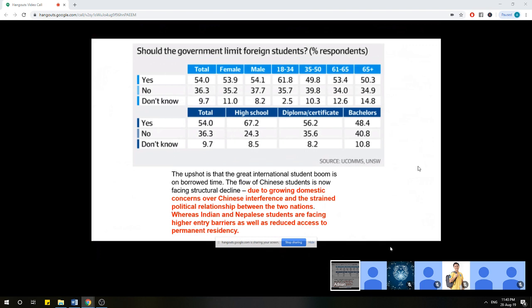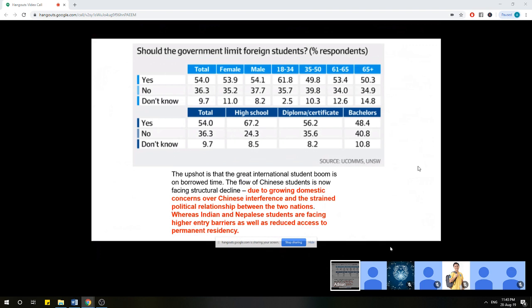So the sentences below are not my writing. They are also copied from the article. So the upshot is that the great international student boom is on borrowed time. The flow of Chinese students is now facing structural decline due to the growing domestic concern over Chinese interference and the strained political relationship between the two nations, whereas India and Nepal students are facing high entry barriers as well as new restrictions on access to PR.